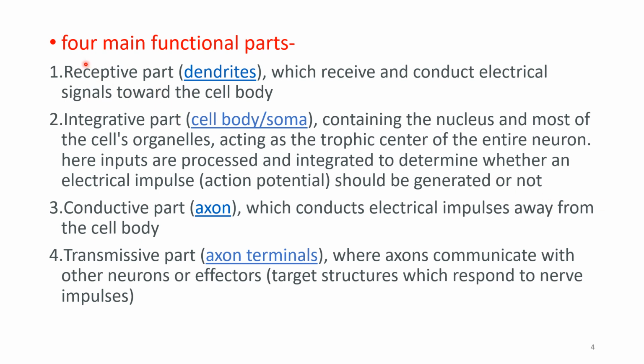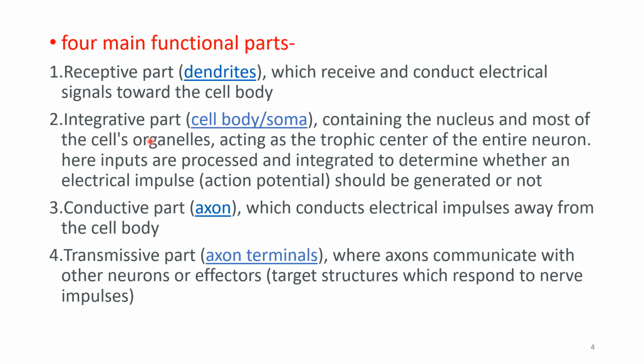And this neuron has four main functional parts to perform these functions. So what are they? First one is the receptive part. It is present on the dendrites. These will receive and conduct the electrical signals toward the cell body.